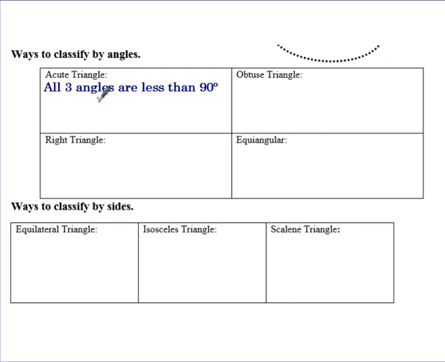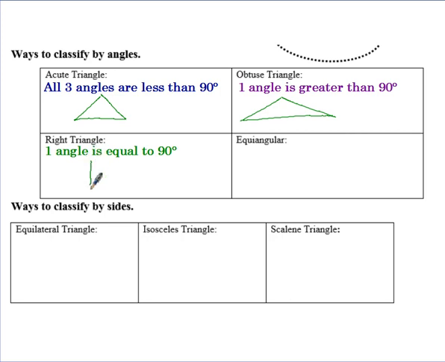An acute triangle is a triangle where all three angles are less than 90 degrees. An obtuse triangle is when one angle in the triangle is greater than 90 degrees, so that might look something like this. Remember, obtuse angle means bigger than 90. A right triangle, we've heard that before, is just any triangle that has a 90-degree angle in it.